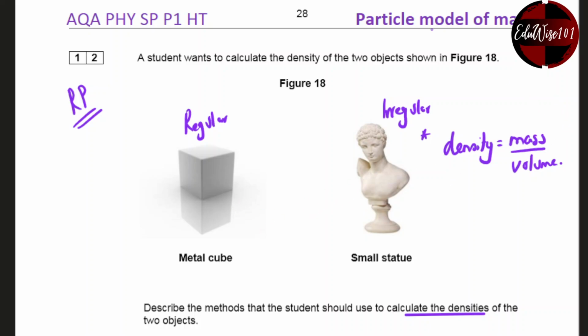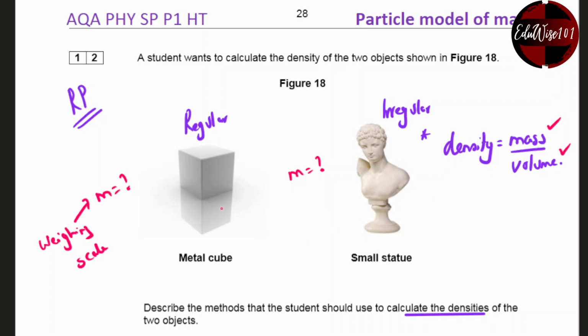In order to do that, you need to know what the mass of these objects are. What is the mass of the metal cube? What is the mass of the metal statue? In order to find the mass, you would need a weighing scale. If you put both these objects on a weighing scale, you can find the mass either in grams or in kilograms. And the second part to the equation is, how do you find the volume? If you determine the volume for these two objects, then you can determine what the density is by calculating.